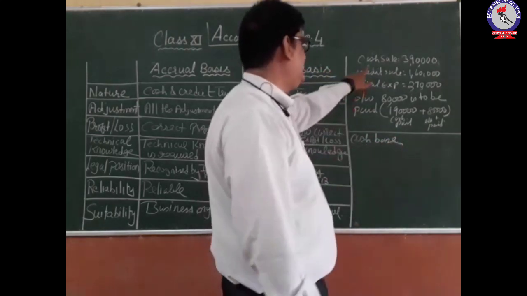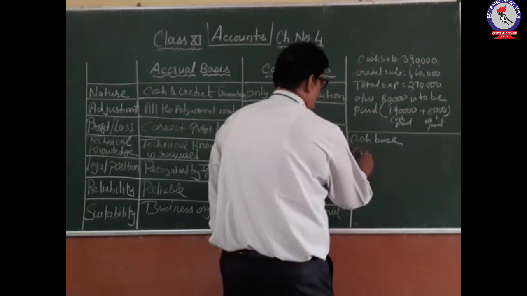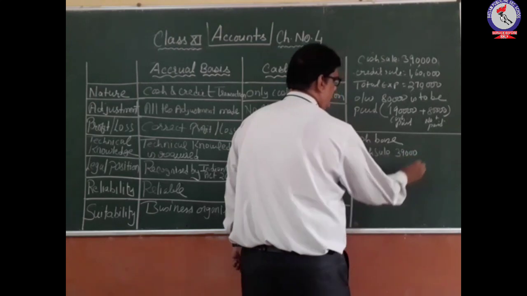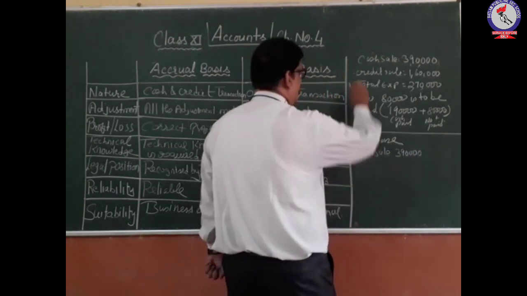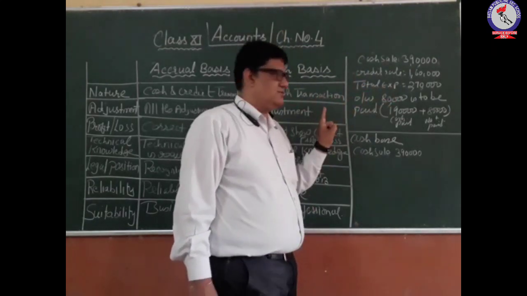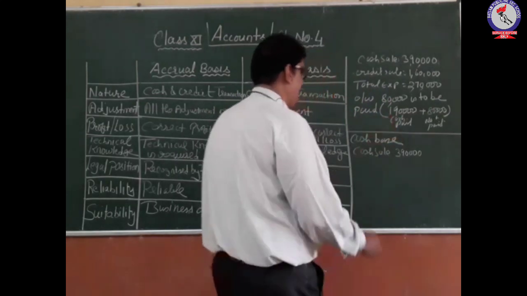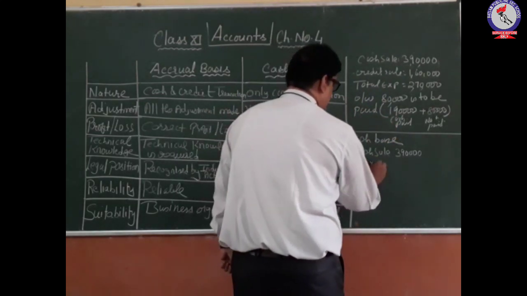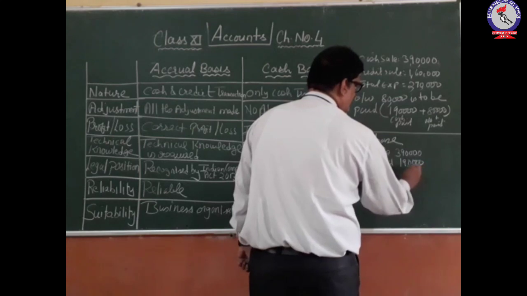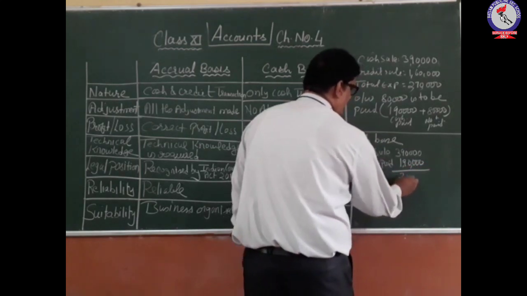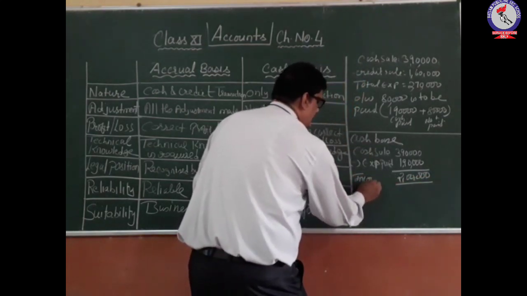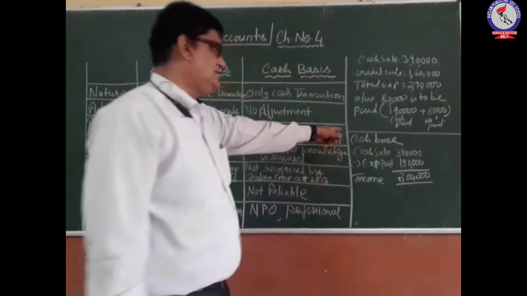Okay, so what is said is that cash sale is 3,90,000. So cash sale 3,90,000. Okay, and then there was a credit sale but there is no inflow of cash. Total expenses were 2,70,000, but out of which we have paid only 1,90,000. So minus expenses paid 1,90,000. So what is observed is that 2 lakh rupees is your income. So in this case, income is 2 lakh rupees. So this is cash base.